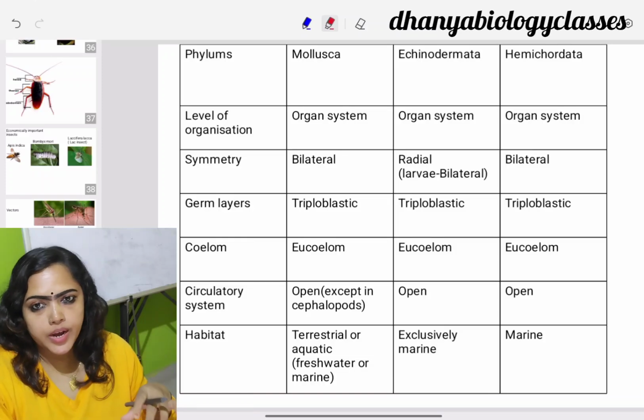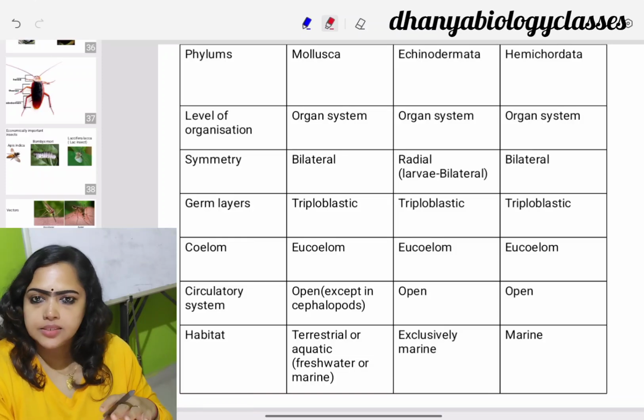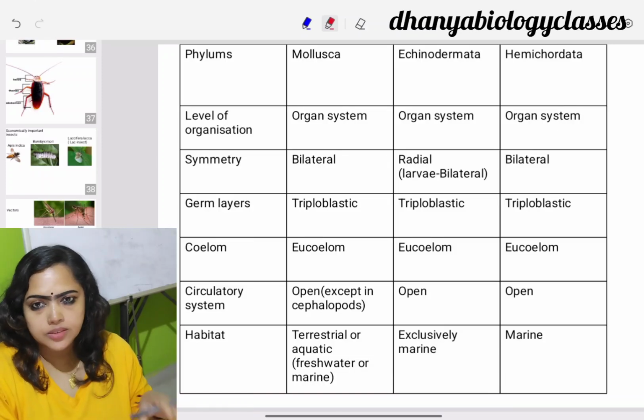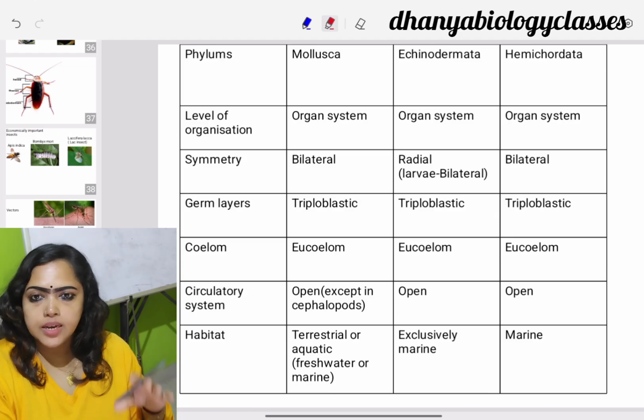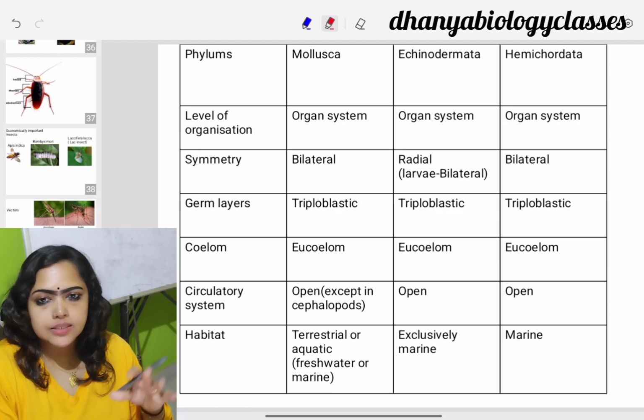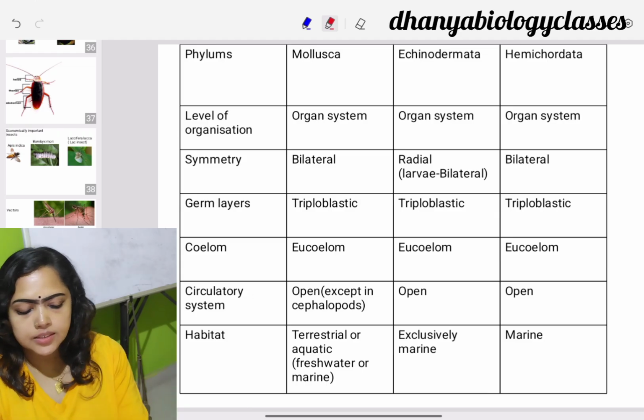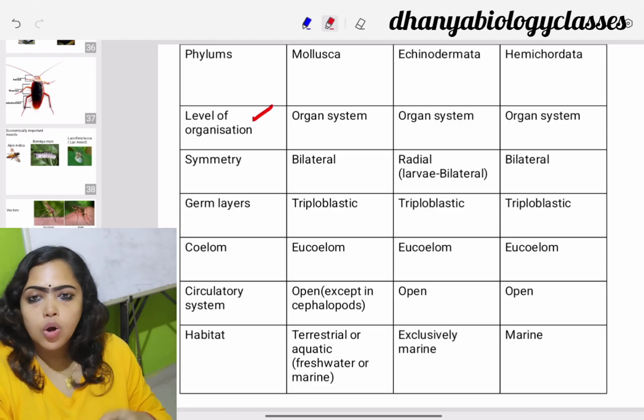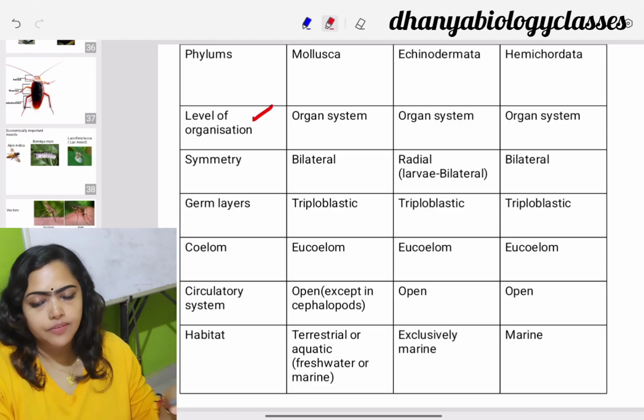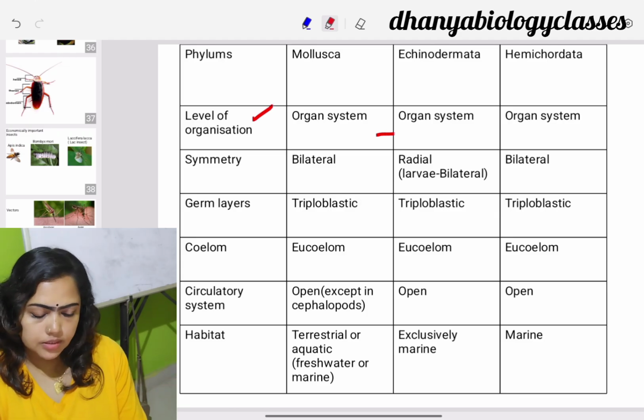We discussed up to Arthropoda, and today we are discussing the last three phyla of non-chordates: Mollusca, Echinodermata, and Hemichordata. So first let's see some common features. First thing is level of organization. In all three phyla, the highest level of organization is the organ system.